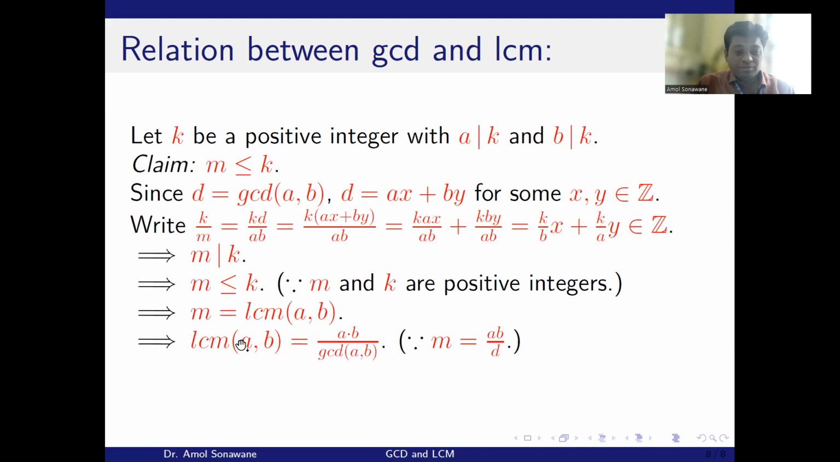But m is ab by d, means LCM of a and b is equal to ab by d, means ab by GCD of a and b. So we can write it as GCD of a and b into LCM of a and b is equal to a into b, means the product of GCD of a and b and LCM of a and b is the same as the product of the given positive integers a and b.